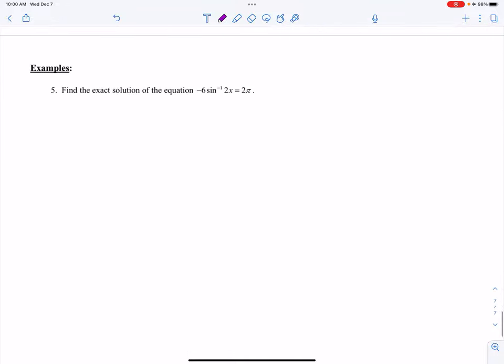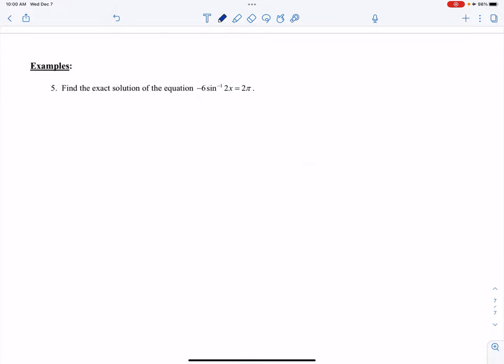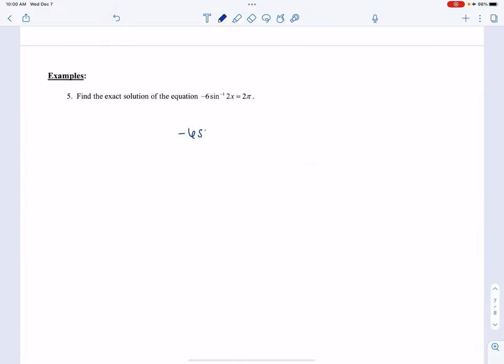All right, our last example is going to find an exact solution to this equation: -6 times sine inverse of 2x equals 2 pi. Now this one we're going to solve algebraically. So we will have -6 sine inverse of 2x equals 2 pi.